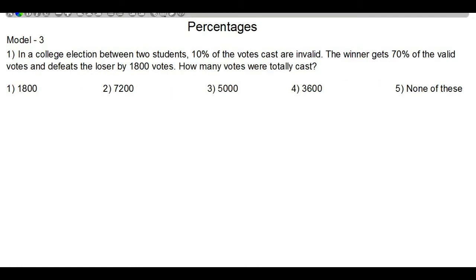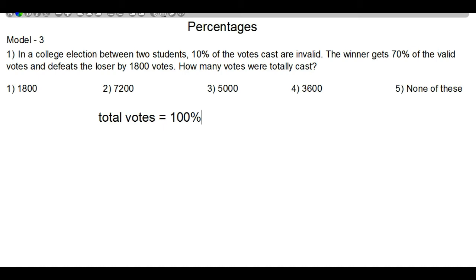Let us now take the second example from the model that we have just discussed. The question here is, in a college election between two students, 10% of the votes cast are invalid. The winner gets 70% of the valid votes and defeats the loser by 1,800 votes. How many votes were totally cast? So as you can see here, the election is between two students. Let us assume that the total number of votes cast is equivalent to 100%.